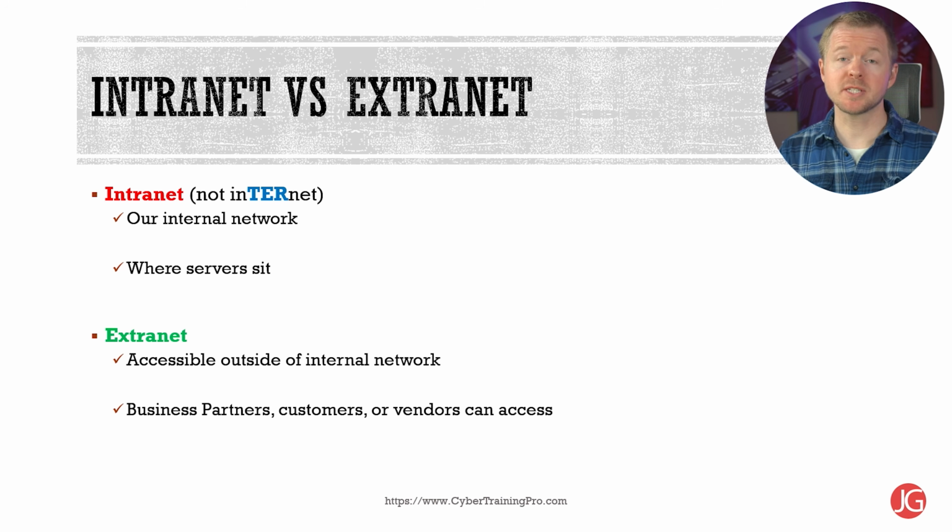Network designs require large amounts of thought and understanding of how things work and where things are located. Two major zones that we have in our networks include the intranet, which is our internal network where our users and our servers sit. Then we have our extranet, which is the part of the network that can be accessed by those outside of our internal network, like business partners, customers, or vendors.